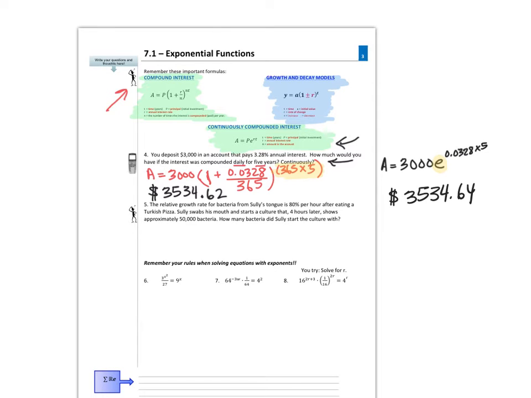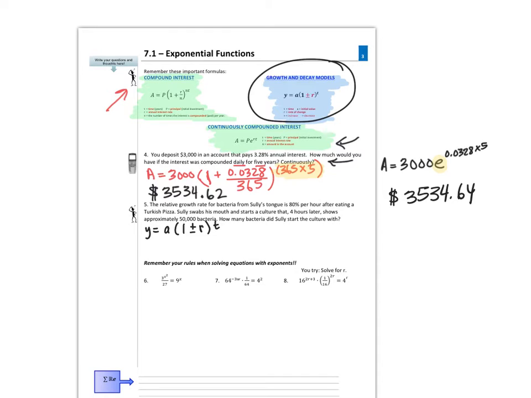All right, number 5, the relative growth rate for bacteria from Sully's tongue is 80% per hour after eating a Turkish pizza. Gross. Sully swabs his mouth and starts a culture that 4 hours later shows approximately 50,000 bacteria. How many bacteria did Sully start the culture with? Okay, so notice this is not money. If this is not money, then that means we're using our generic one up here. So we have y equal to a parentheses 1 plus or minus r to the t power.